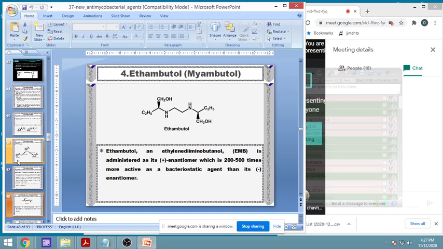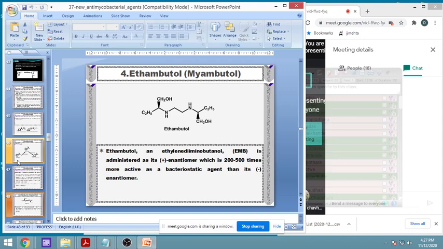The next drug is ethambutol. It is actually ethylene diaminobutanol, and the short form is ethambutol. It is administered as the positive enantiomer, and it is 200 to 500 times more active as a bacteriostatic agent than its levo or minus isomer.